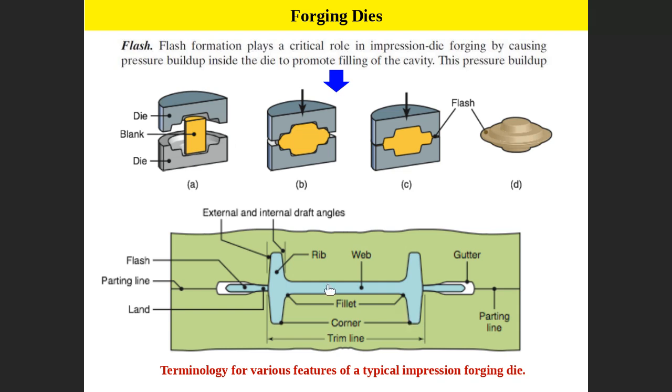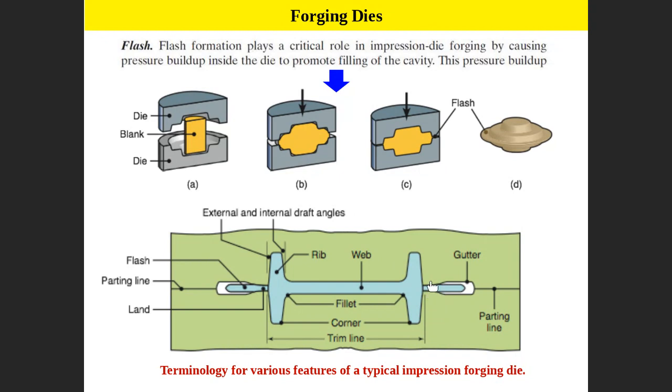So let me tell you, this is the upper, this is the lower. When they hammer, this one will be created. This one we call flash. This is the part actually. This is a web. This is a rib. It depends on the shape of the part actually. Different shapes, you can get different shapes. Anyway, this is a web. This is a rib, and so on.